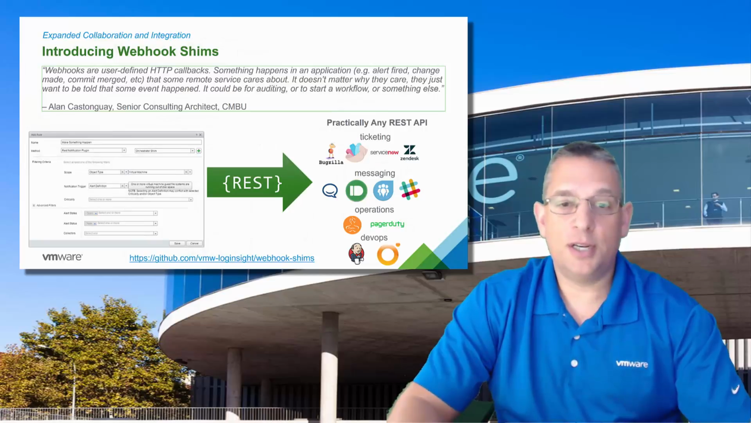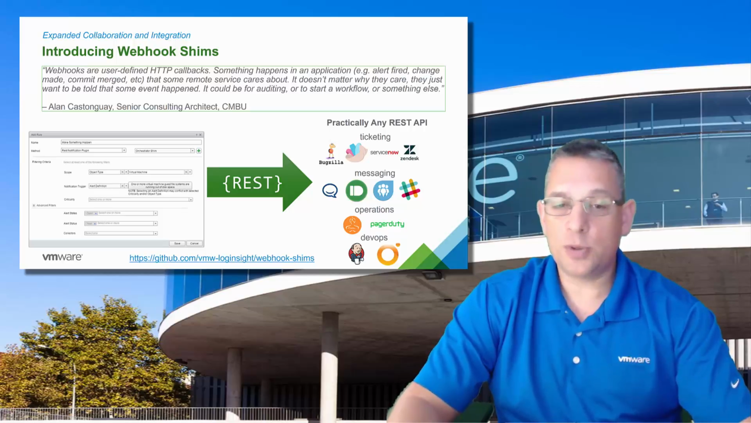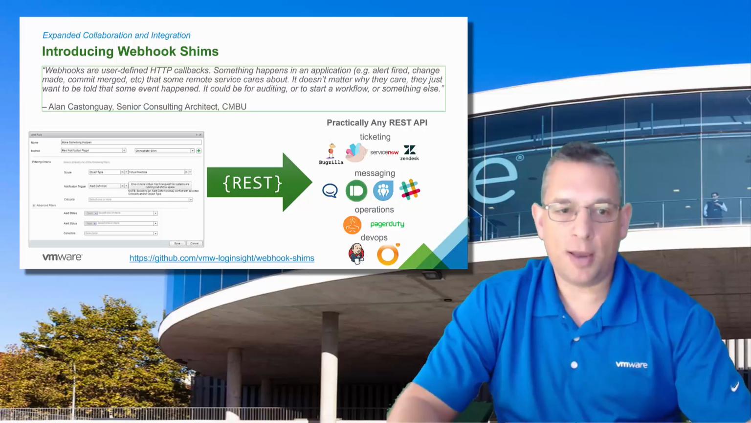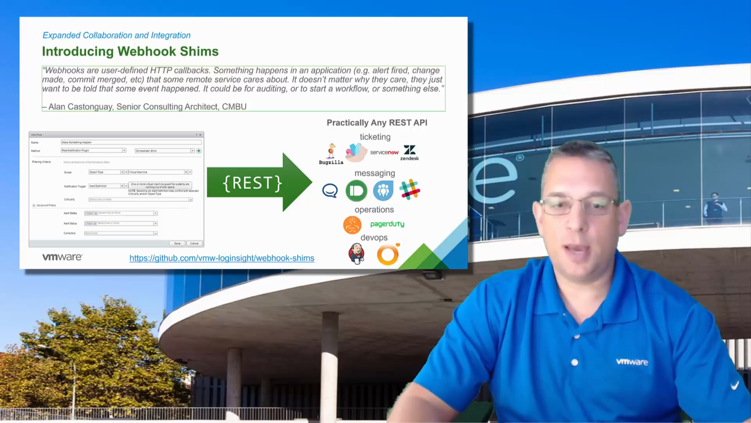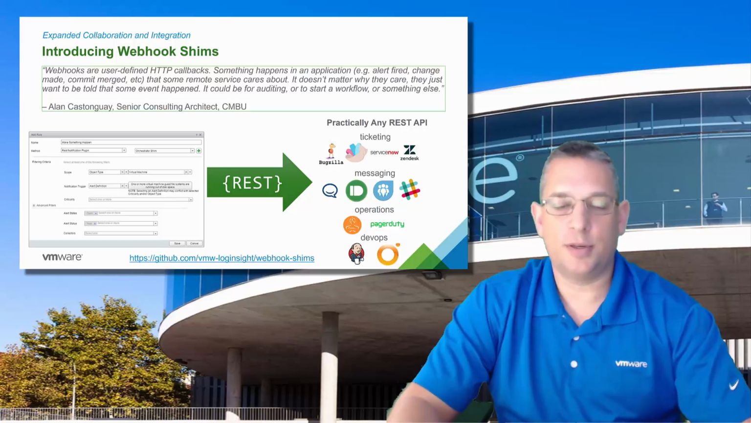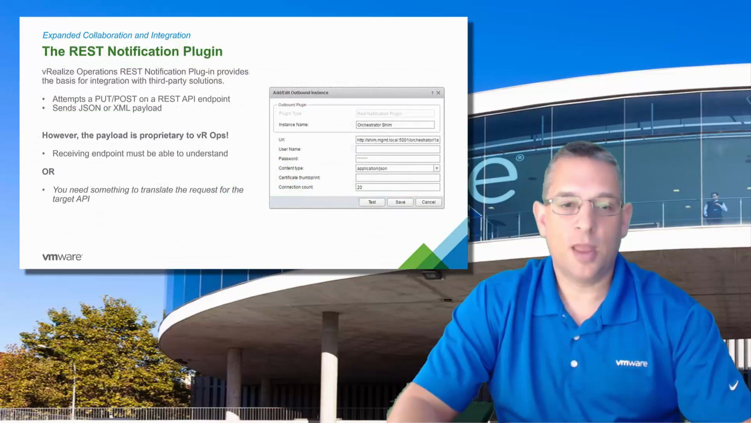For expanded collaboration and integration, under that category, we now have the Webhook shims, which are free. They're open source examples for sending vROps alerts to third-party systems using a user-defined HTTP callback. For example, this gives you insight into the application event or failure that you want to be informed about. This can be done with any application that can use a REST API. So again, third-party integration using REST APIs, you can send those alerts to any third-party system that accepts them. This REST API notification plugin allows vROps to integrate with most third-party solutions, as I said. However, the payload is proprietary to vROps. Just keep that in mind.